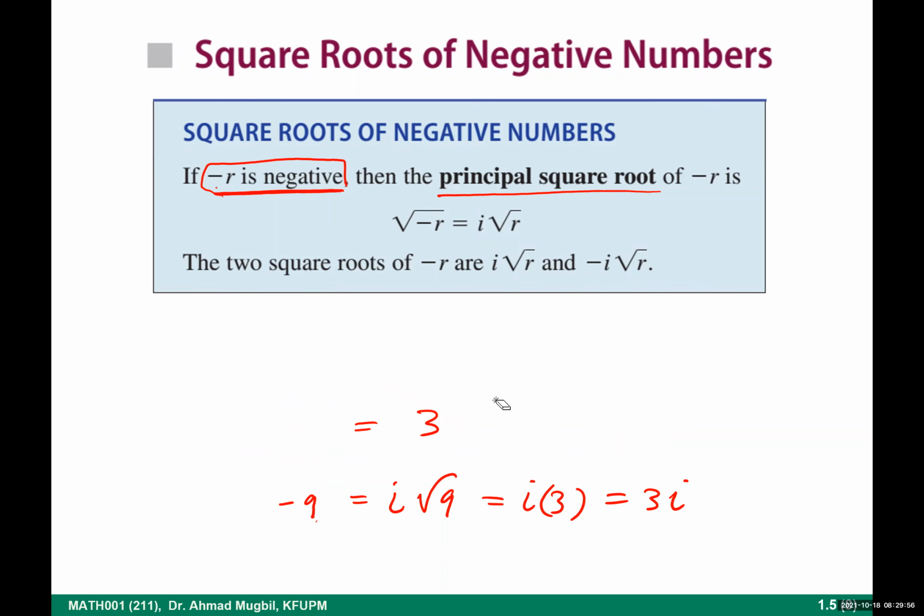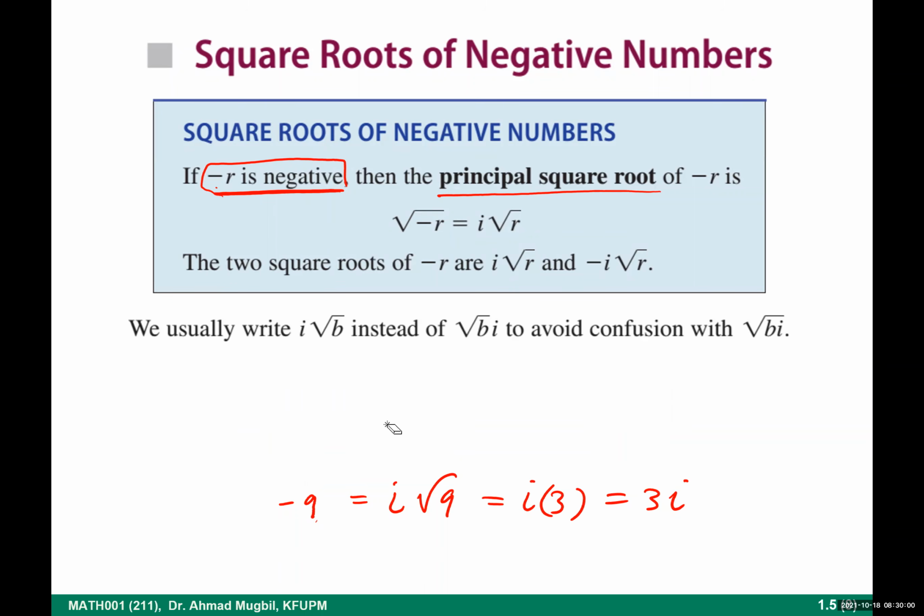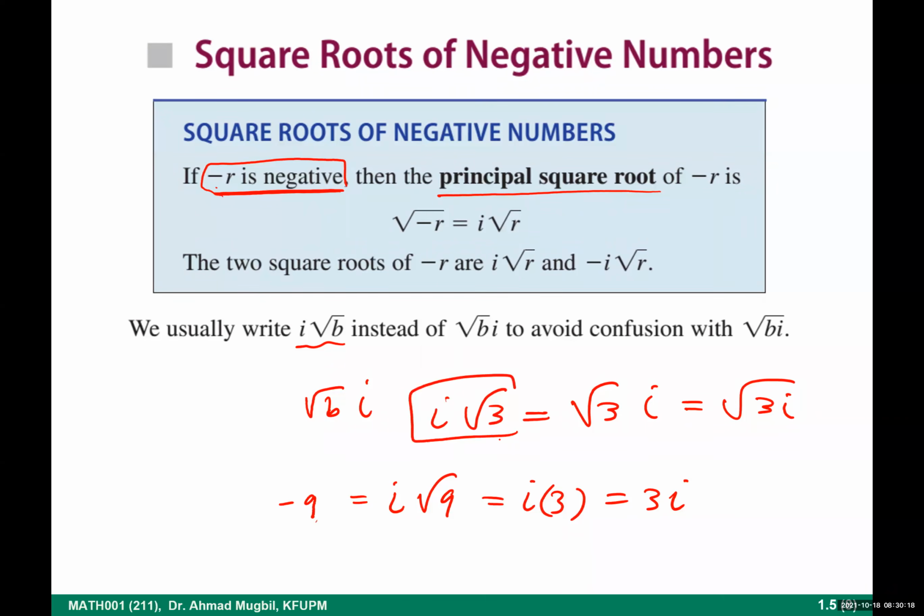In fact, let's take some examples about this. And this is very important, ya shabab, a remark about how to write. When you have the square root of bi, like square root of 3i, don't write it like this. Maybe you will get confused. You will think about it this way. So to avoid this confusion, write it as i square root of 3. It is just a matter of making it more clear like this.